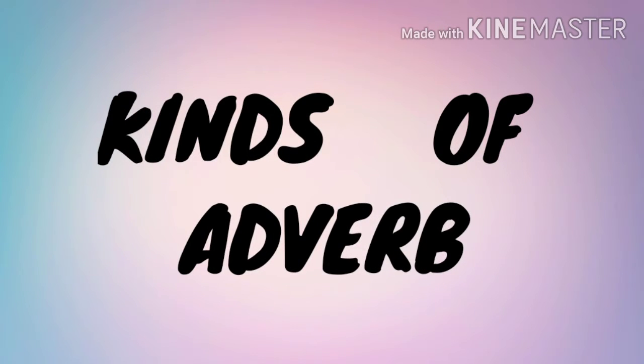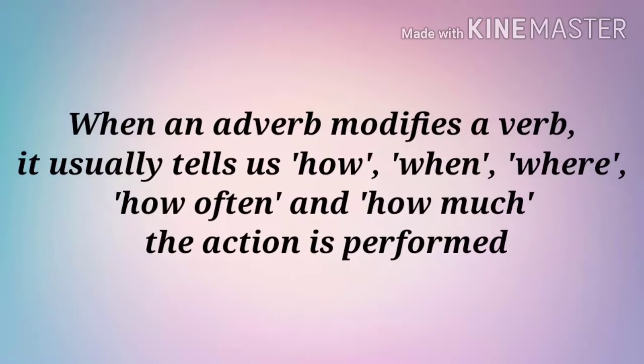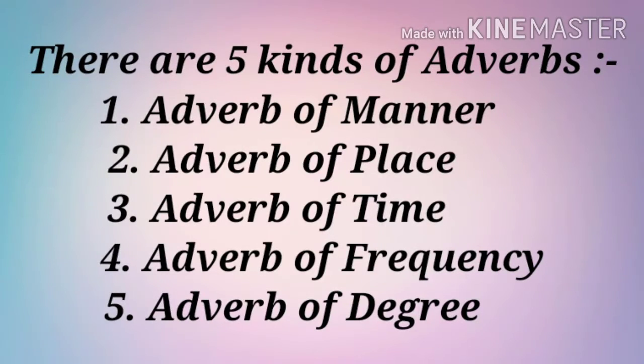Now, let us discuss the kinds of adverbs. When an adverb modifies a verb, it usually tells us how, when, where, how often, and how much the action is performed. There are 5 kinds of adverbs: adverb of manner, adverb of place, adverb of time, adverb of frequency, and adverb of degree.